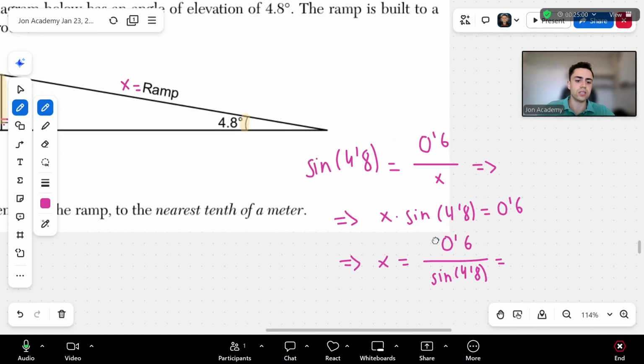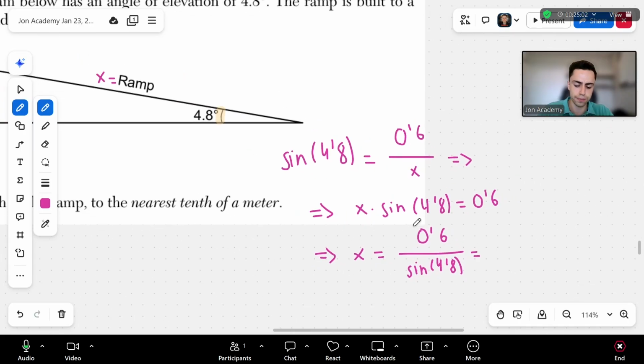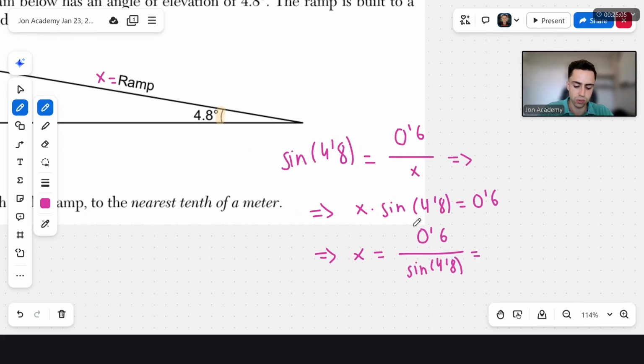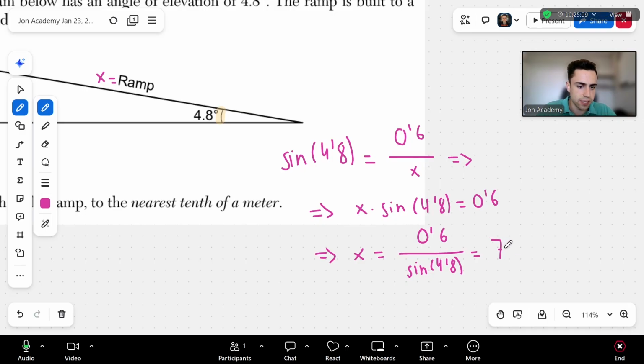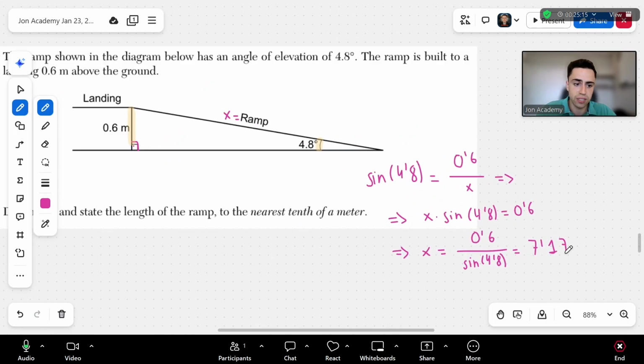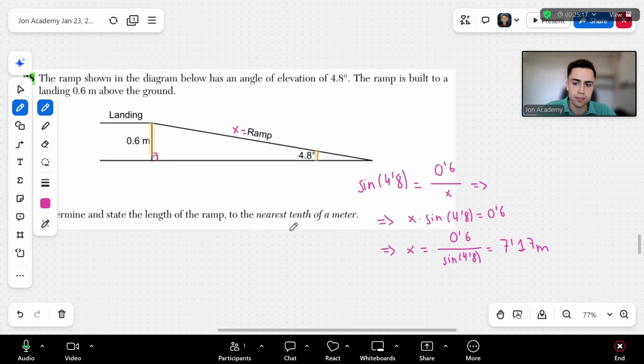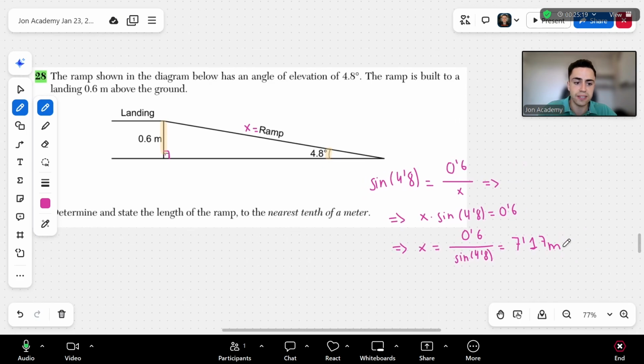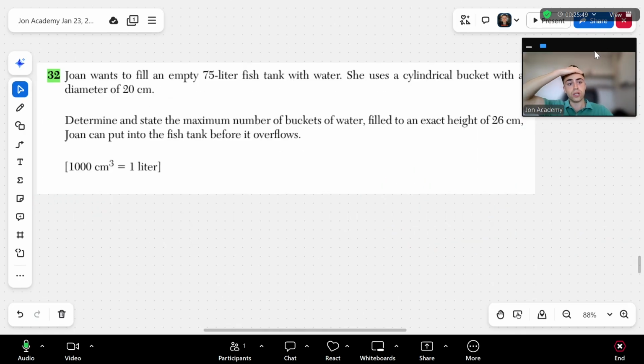And what are we getting here? We can do it on the calculator. 0.6 divided by sine of 4.8 is 7.17, what was that? Meters, no? And to the nearest tenth of a meter, we have to round it up, no? In this case, so it's gonna be 7.2 meters. That's the answer. Let's go now with this next one.